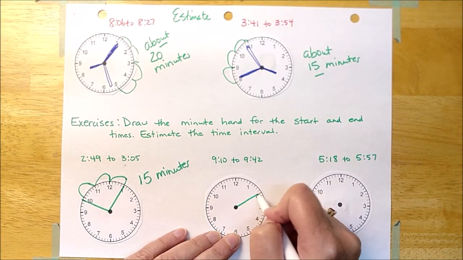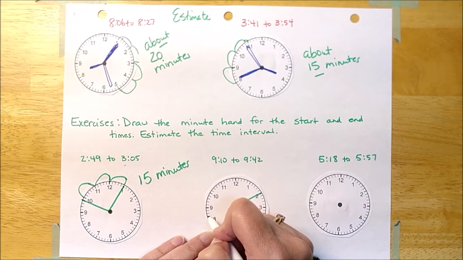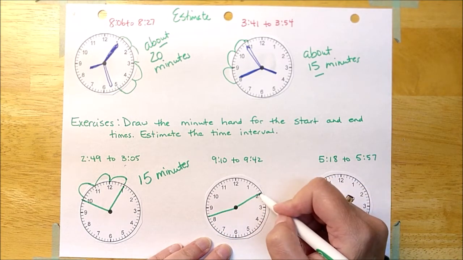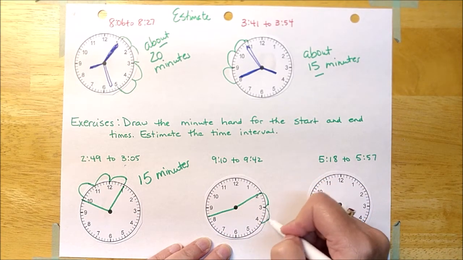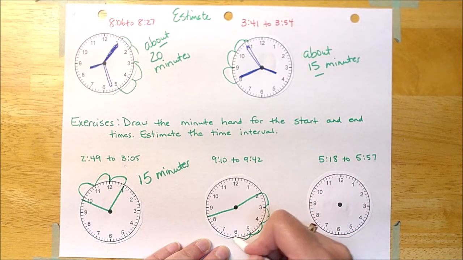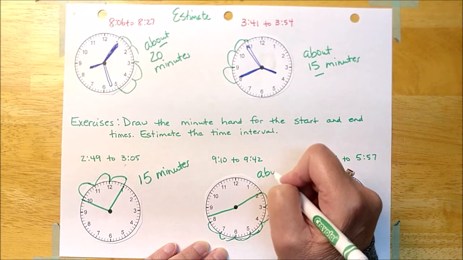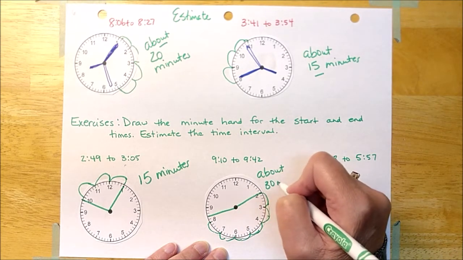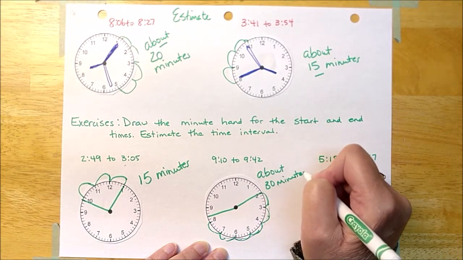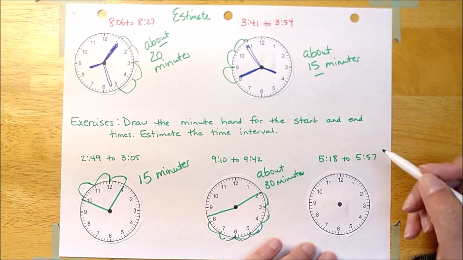Now we're going to start at the 10, and we have to go to 42. So that would be 5, 10, 15, 20, 25, 30. So it's about 30 minutes. A little bit longer, but it's about 30. Hope you got that one too.